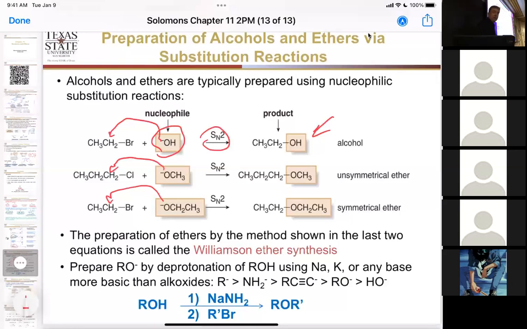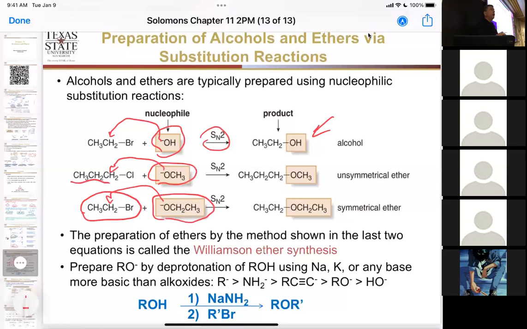What's the difference? Well, on this side, we have 3 carbons and we're attacking it with 1 carbon. So we're going to have an unsymmetrical ether. On this one, we have 2 carbons and we're attacking it with ethoxide, which has 2 carbons. We made a symmetrical ether. So the wide variety of things you can do is important.